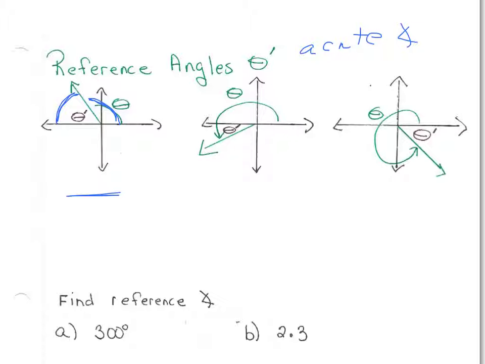But in quadrant 2, the reference angle is the acute angle formed by the terminal side of your angle and the x-axis. So to find your reference angle, you subtract theta from either pi or 180. If we're in degrees, we subtract theta from 180 degrees to get our reference angle. If we're in radians, we subtract theta from pi to get our reference angle.